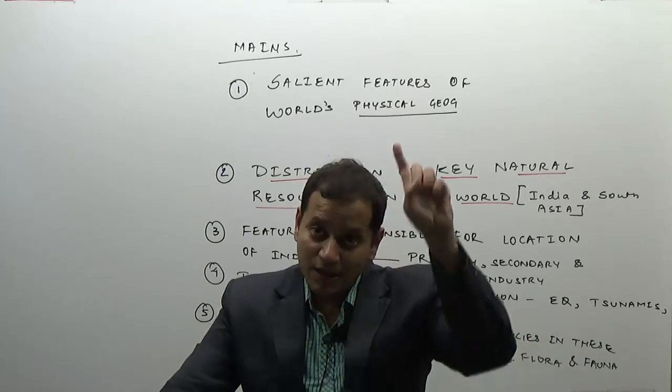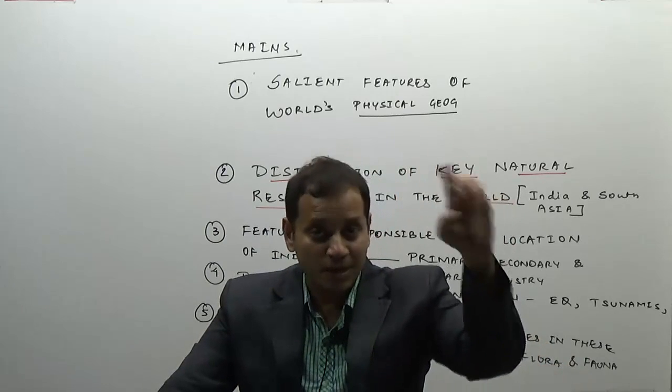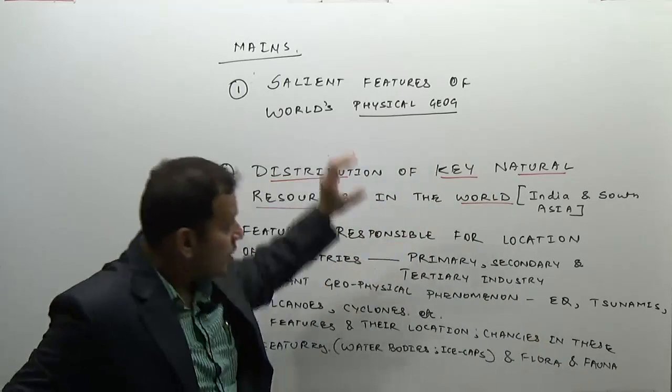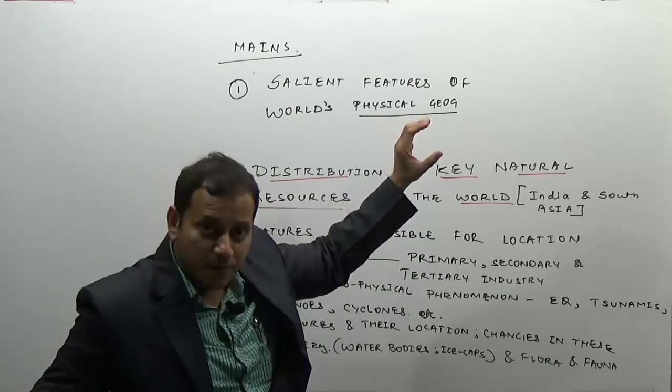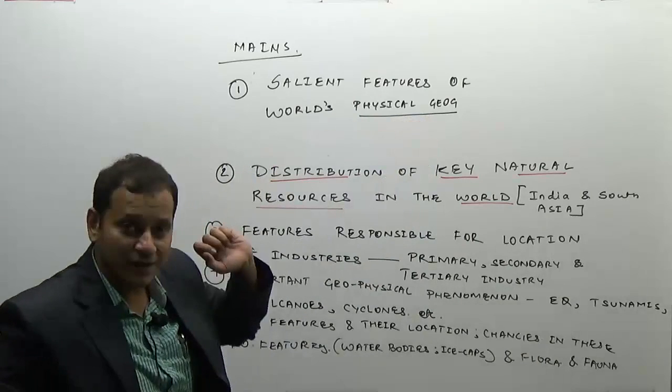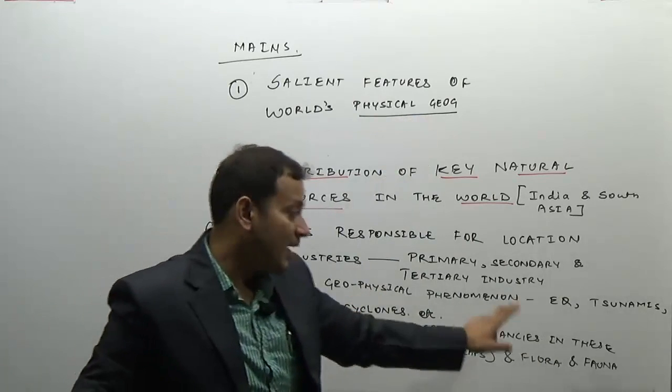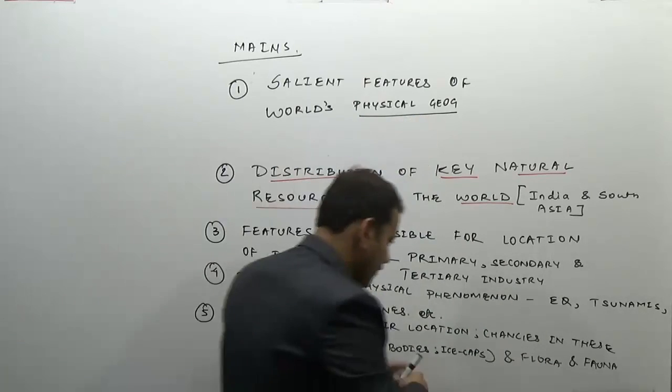Why are the glaciers located at their specific locations? What is the climate of the equatorial region? What is the climate of the polar region? What is the climate of the temperate region? So, important geographical features and their location. And lastly, the changes in these geographical features.